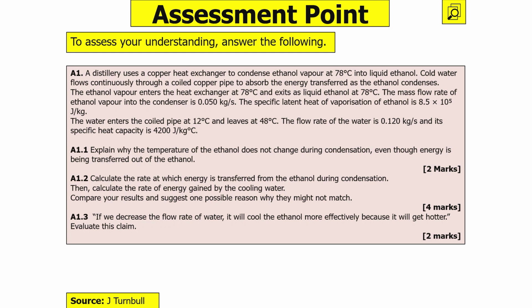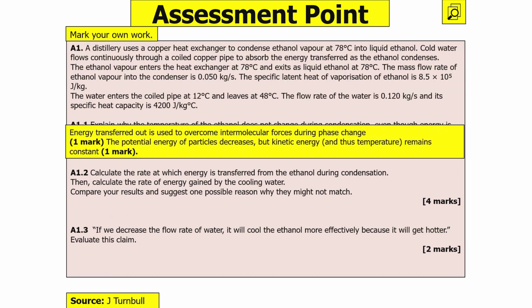Explain why the temperature of the ethanol does not change during condensation, even though the energy is being transferred out of the ethanol. Calculate the rate at which energy is transferred from the ethanol during condensation. Then calculate the rate of energy gained by the cooling water. Compare your results and suggest one possible reason why they might not match. If we decrease the flow rate of water, it will cool the ethanol more effectively because it will get hotter. Evaluate this claim. So, pause the video now, then unpause the video when you want to go through your answer.